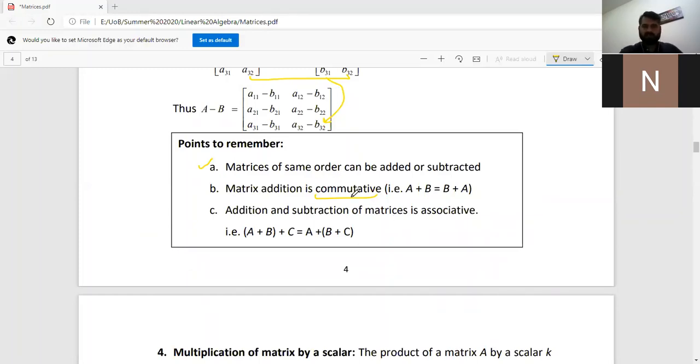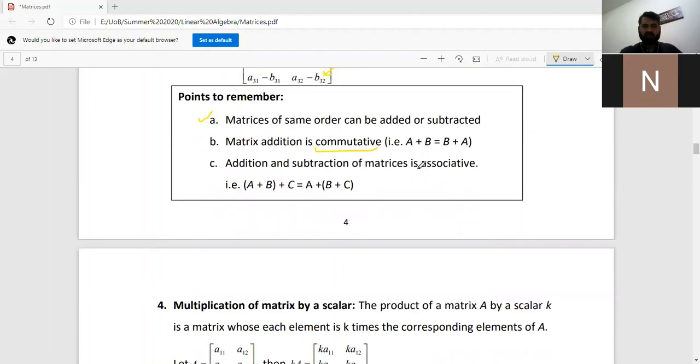Okay, guys. So I was talking about this commutative rule. Matrix addition is commutative. That is, A plus B is equal to B plus A. Similarly, this is associative as well. What do we mean by associative?